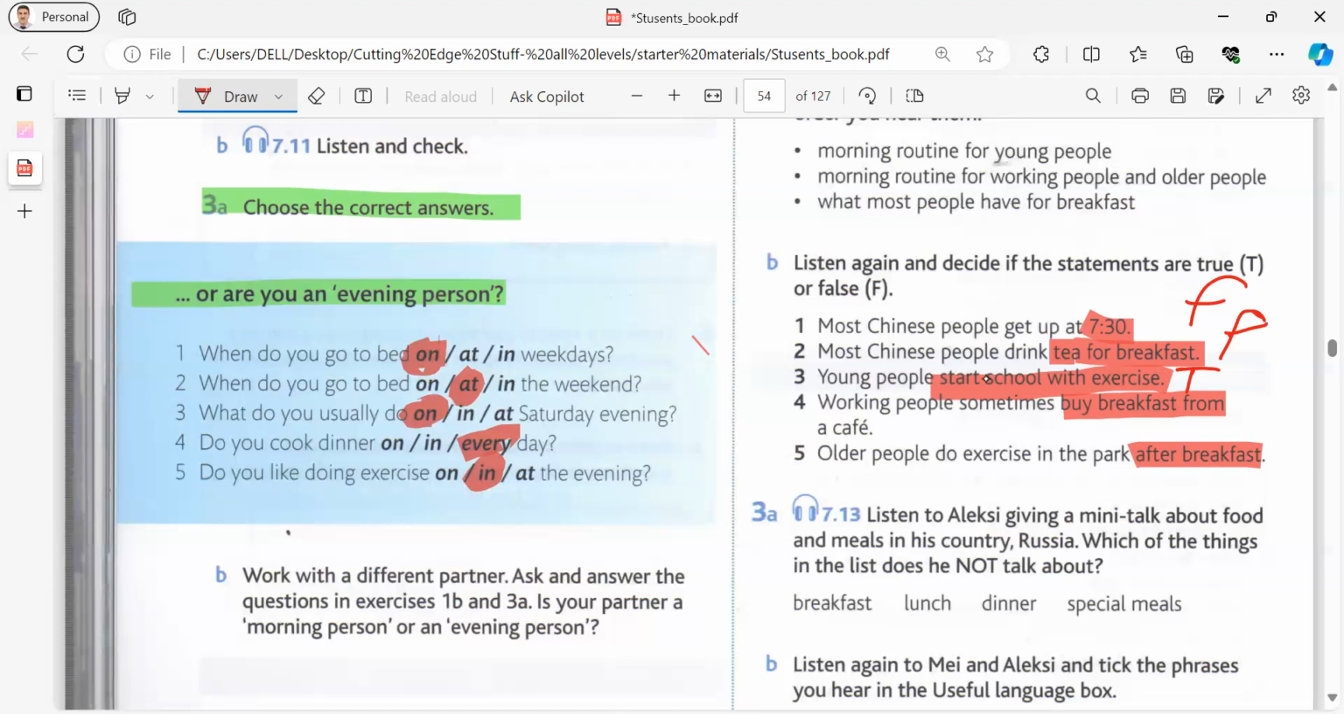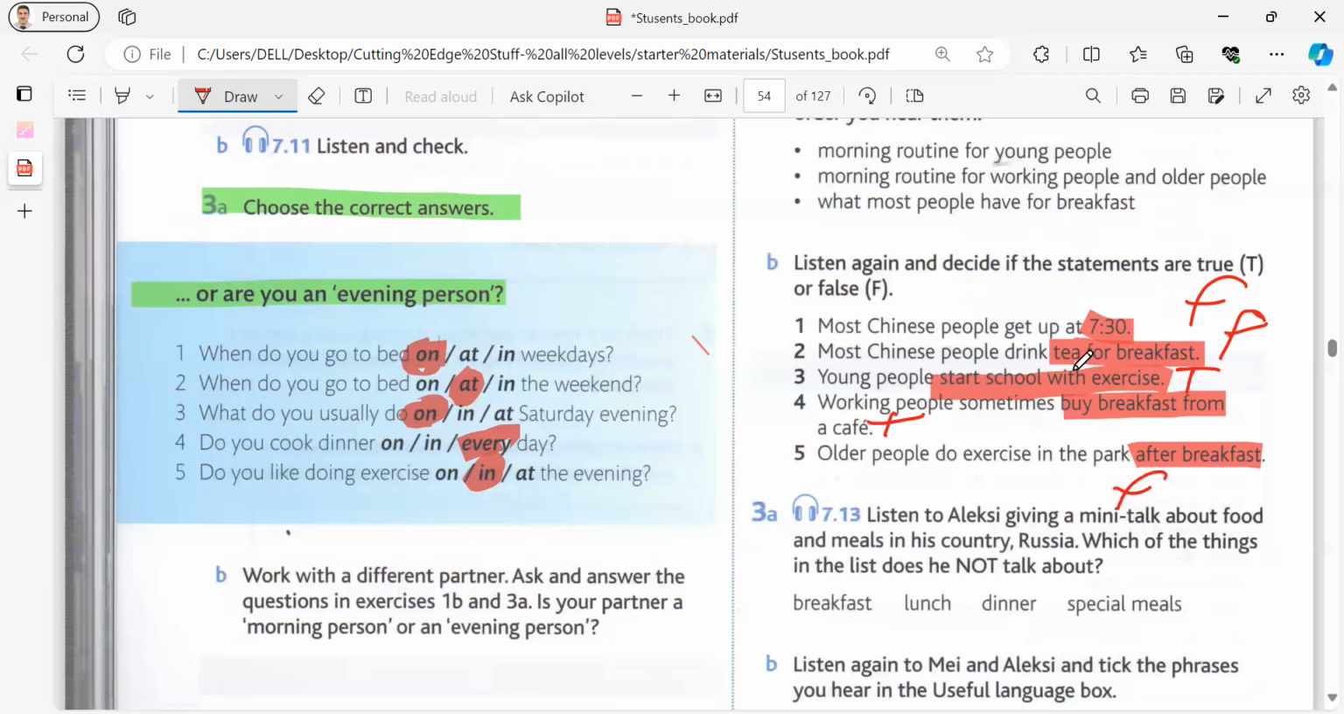Working people sometimes buy breakfast from a cafe or shops. True. This is true. The last one. Older people do exercise in the park after breakfast. False. Why? Before breakfast, not after.